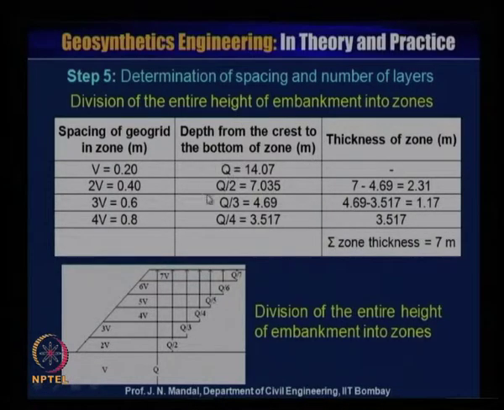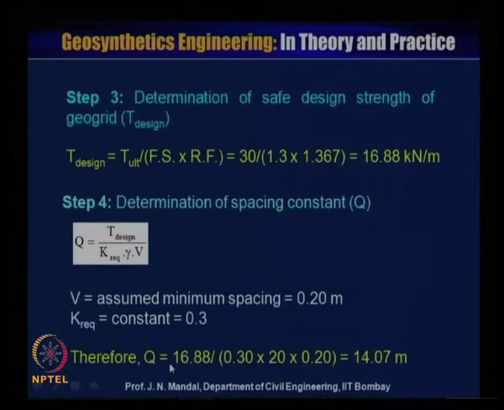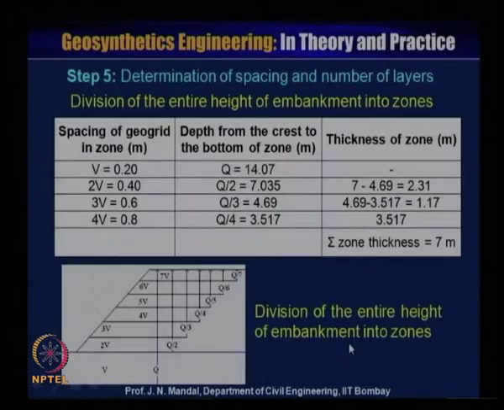So, this is the spacing constant Q. So, Q is equal to 14.07, which we have calculated. Next, Q by 2 will be half of this, that means 7.035. Again, Q by 3 will be 4.69 and Q by 4 will be 3.517.